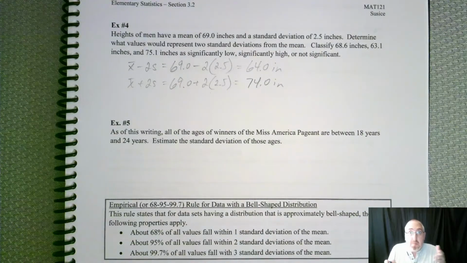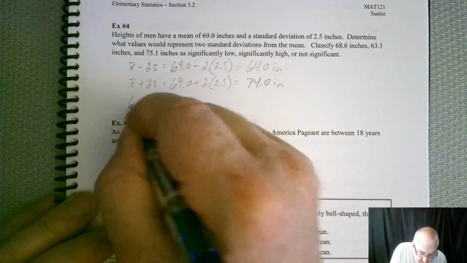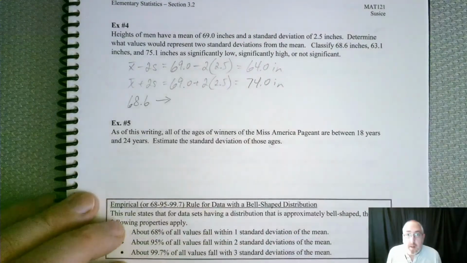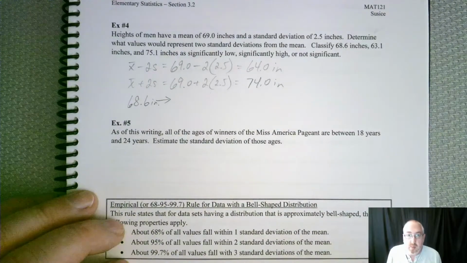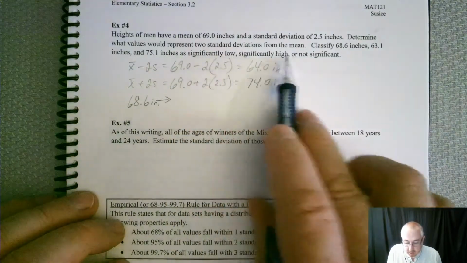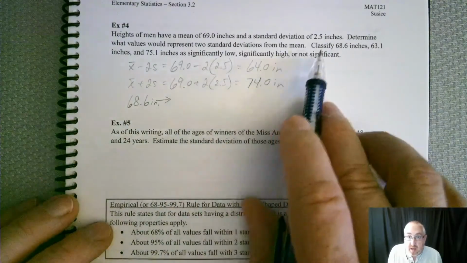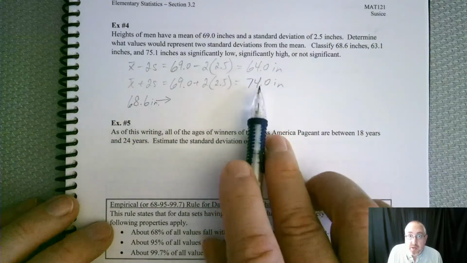Anything smaller than the smallest, or larger than the largest, is going to be significant, but anything in between is not. So if we wanted to classify 68.6 inches, what would you classify that as? Which one of those three categories? Significantly low, high, or non-significant? Hopefully you're saying that it's not significant. The reason is because it's right smack dab in the middle between these two numbers.